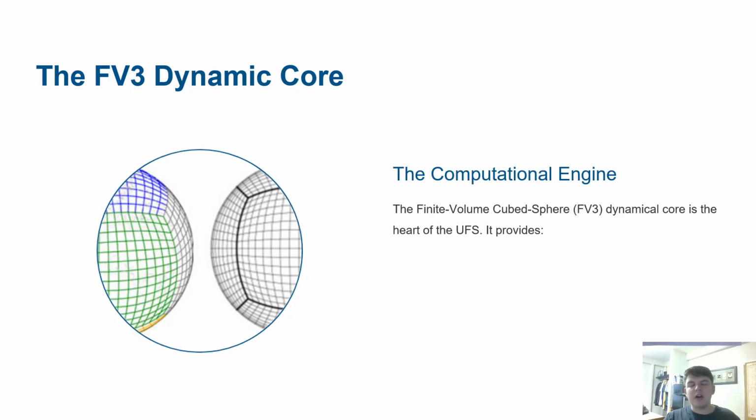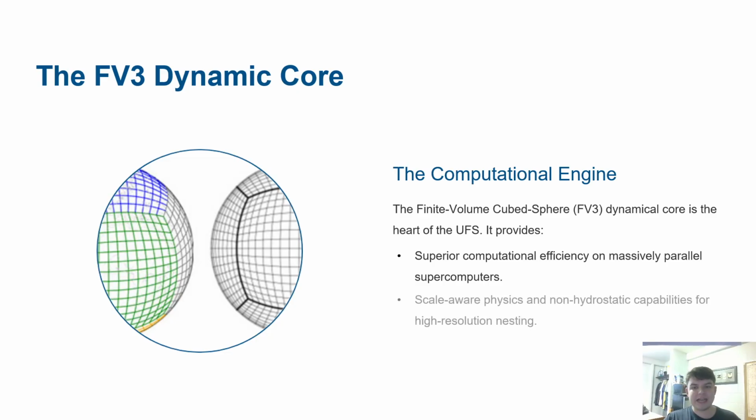So it's going to be the heart of the UFS, and it provides a few things that made it win out in the battle of the cores, if you will. The first is that it has superior computational efficiency, especially when it comes to massively parallel supercomputers, or in other words, numerous supercomputers stitching themselves together to run a model. It's just simply faster than the other dynamical cores.